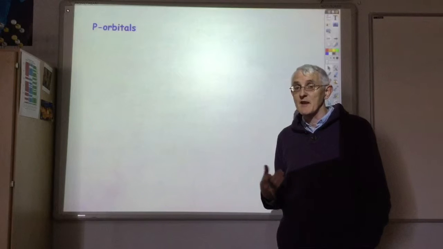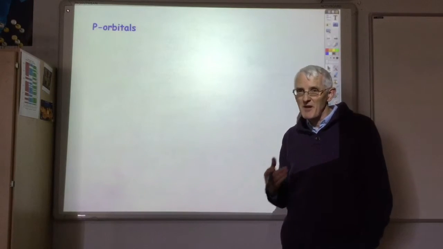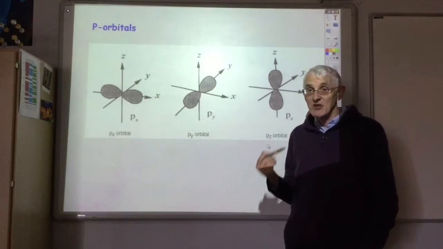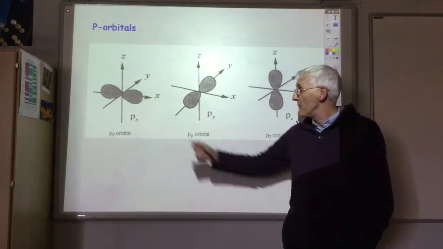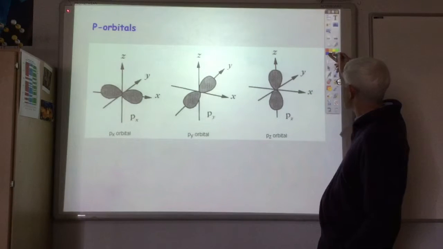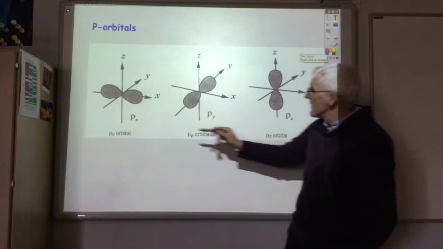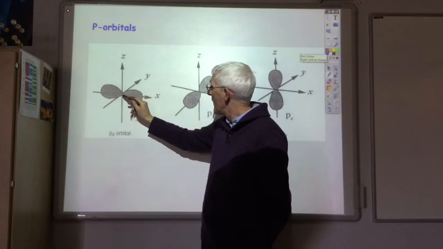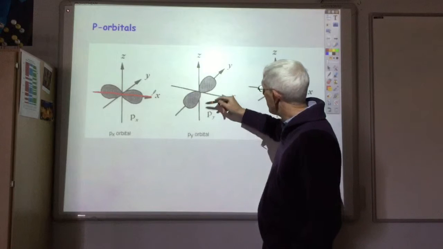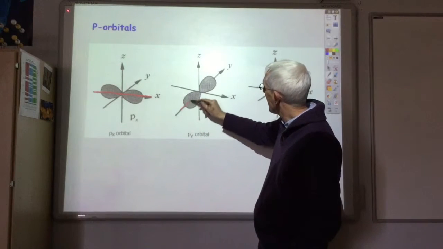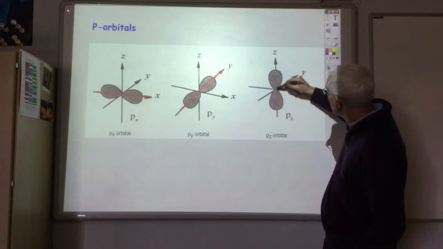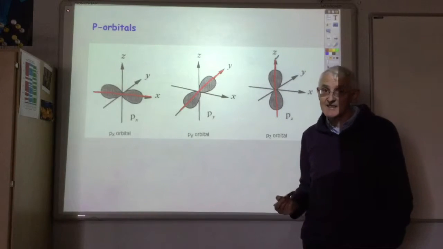P orbitals have a slightly more complicated shape. They're a bit like dumbbells. And there are actually three different p orbitals: the px, the py, and the pz. The px orbital lies along the x-axis, the py orbital lies along the y-axis, and the pz orbital lies along the z-axis.